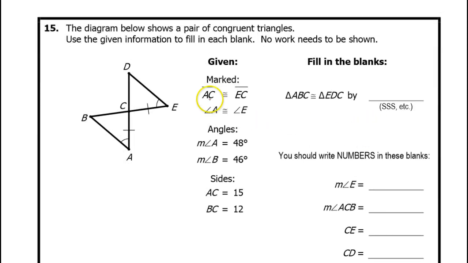Okay, let's take a look at number 15. Okay, so we have AC congruent to EC. Those are already marked. Angle E is congruent to angle A. That's marked as well. We also know that the vertical angles will be congruent, so we can mark those as well. That's enough information to prove that the triangles are congruent by angle, side, angle.